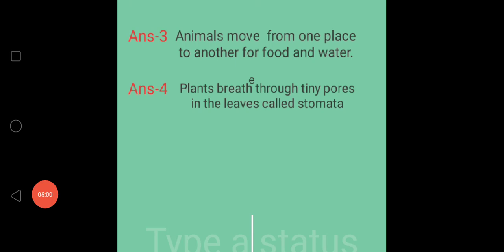TA is tomato. Okay, your question answer has finished. Next period I will continue it. And today's work is to write the question answers in your notebook and send them to me in your group.